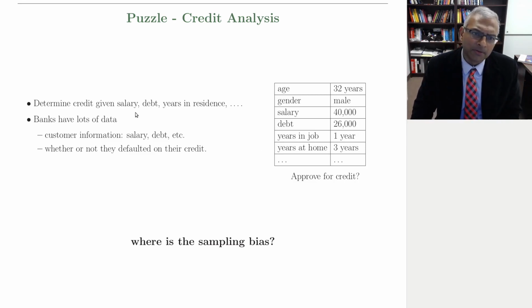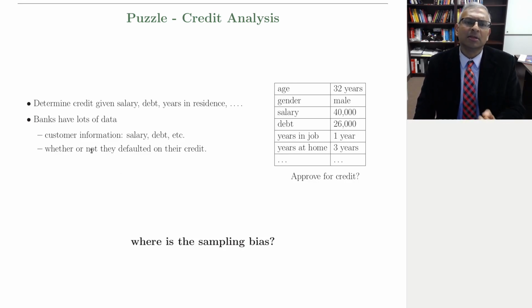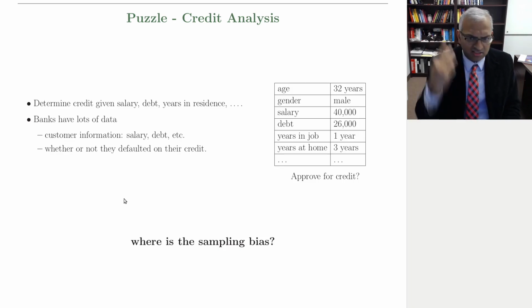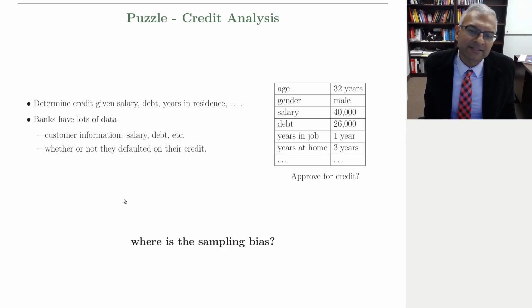So here, I give you an applicant with age, gender, salary, and so on, and I'm asking you to determine whether or not to give credit. Banks have lots of data, all the customer information is there, and they know whether or not they defaulted on the credit. So think about it for a couple of seconds. This is the puzzle: where's the sampling bias?